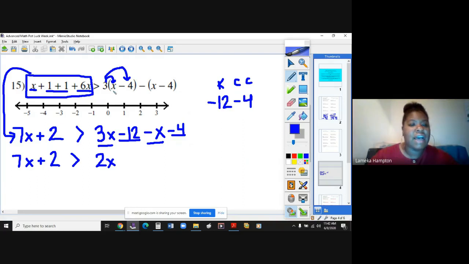Now on my right side, I have distributive property over here. So I simply just said 3 times x gives me 3x, and 3 times -4 gives me a -12. And I just went ahead and brought down my -x, -4.